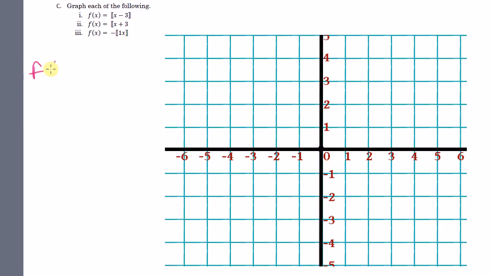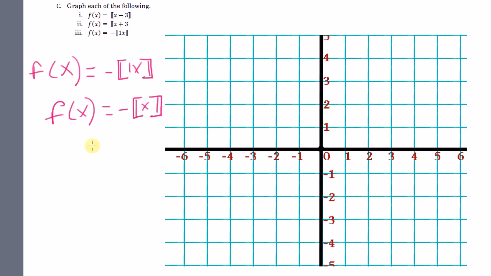Alright, so triple I is f of x is equal to the opposite of the greatest integer of x. So all I'm simply going to do is rewrite this as f of x is equal to the negative of the greatest integer function of x. Now I'm going to think about this intuitively. If x is 1, we get a negative 1. If x is 2, we get a negative 2. And it's going to be the opposites, right? If x is 0, we're 0, something like this.